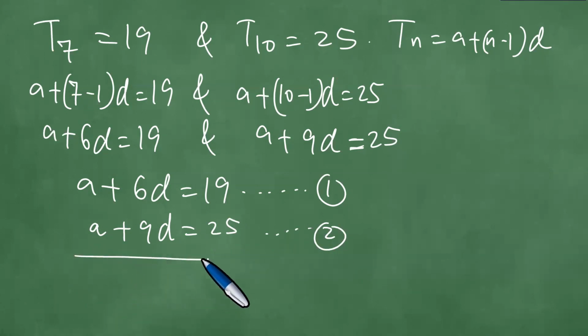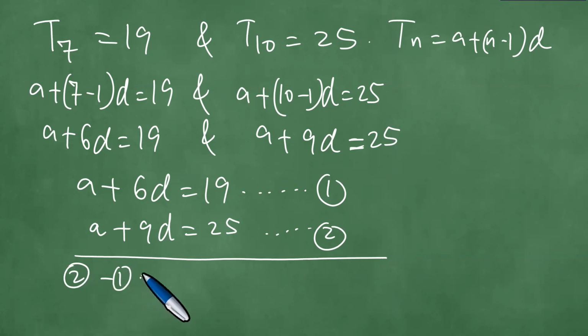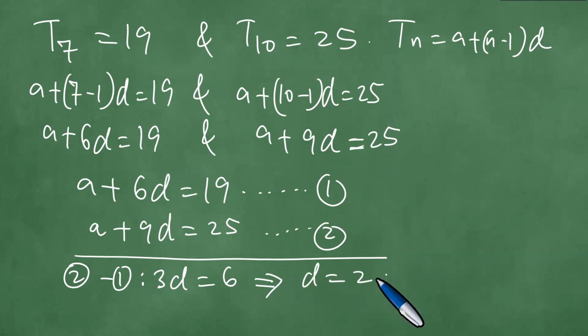Then you proceed here and do 2 minus 1: 9D minus 6D is 3D, and 25 minus 19 is 6. If you divide through by 3, D is equal to 2. So you have that D equals 2, but you need to find A.